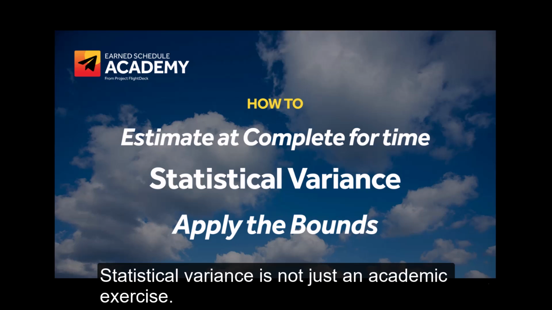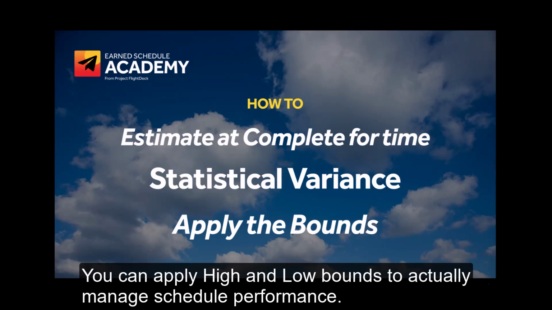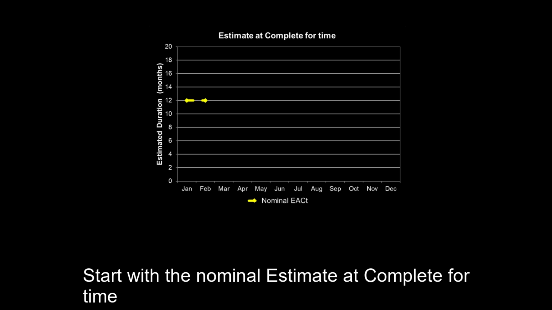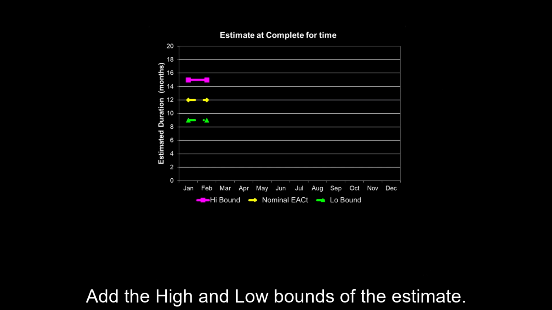Statistical variance is not just an academic exercise. You can apply high and low bounds to actually manage schedule performance. Here's how. Start with the nominal estimate at complete for time in its classic form. Add the high and low bounds of the estimate.